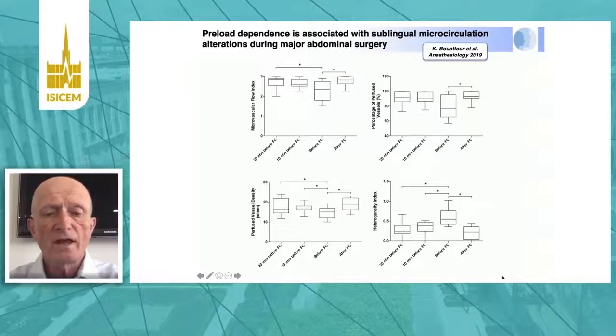But when we perform a fluid challenge, we improve the stroke volume and we improve all the microvascular parameters. So clearly there is a link between macro and microcirculation. It's interesting to note that microcirculation, even if it's only a sublingual microcirculation, can alarm us on the fact that we have a decrease in stroke volume index.